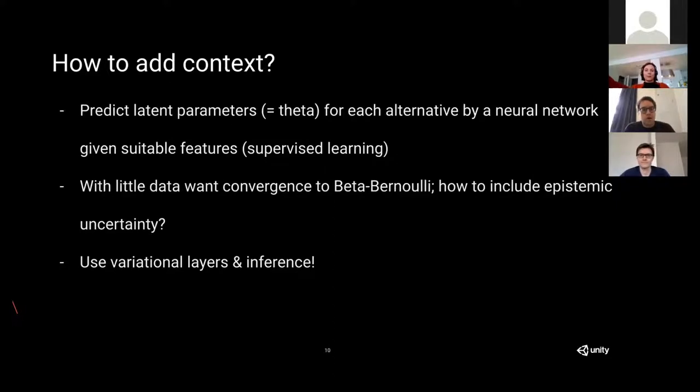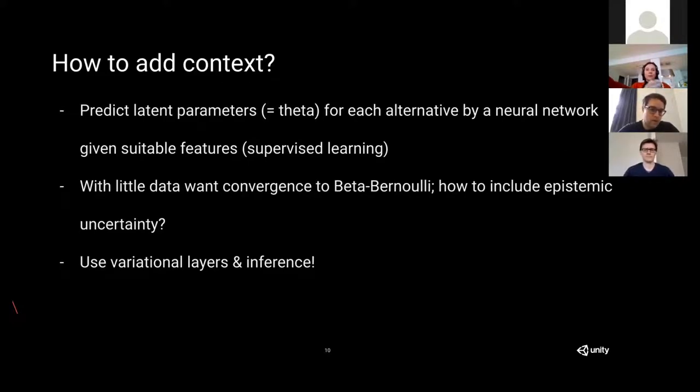We can of course now try to predict these latent parameters. So in this example, the theta parameter for the likelihood. We can try to predict it for each alternative by some kind of parametric model, let's say a neural network model. For this, we of course need features of the player and whichever relevant things. So this leads us to a supervised learning setting. Recall that we are only making one decision per player, so we end up trying to solve this kind of classification task. Very standard, of course.